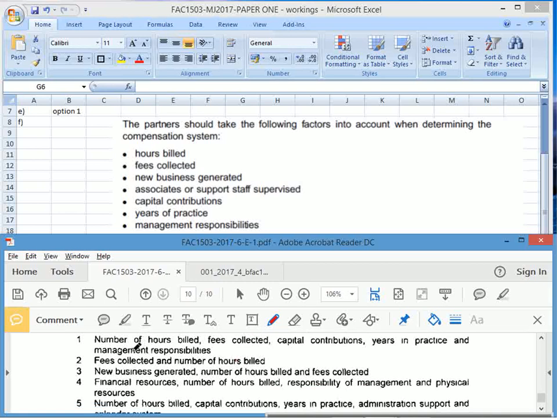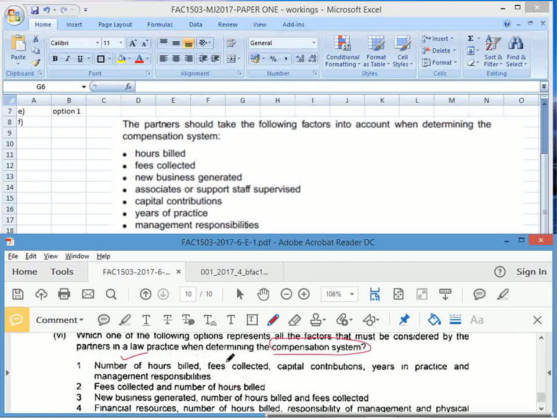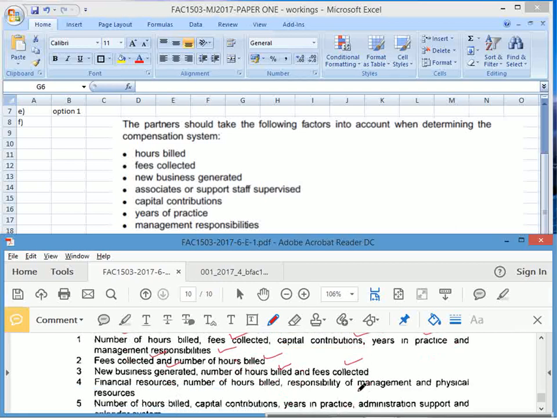In terms of all factors, number of hours is correct. Fees collected is correct. Capital contributions is correct. Years in practice is correct. Management responsibilities is correct. Okay, so all of those are correct. Number 2, fees collected is correct. Number of hours billed is also correct. See, those two are also correct. That's why I think this should have been a choose option: 1, 2, 3. Okay, new business generated is correct. Number of hours billed is correct. Fees collected is correct. It's there as well.